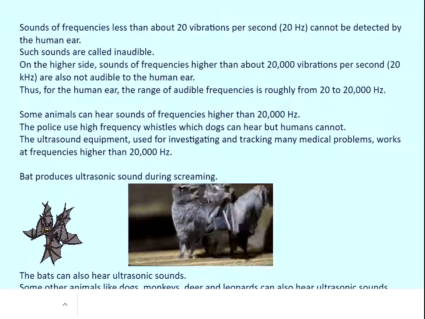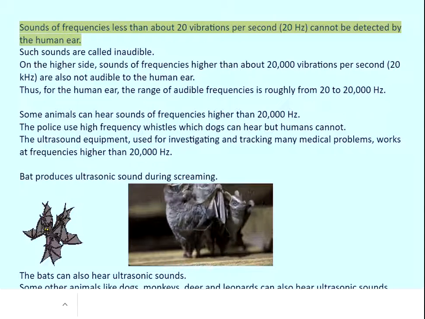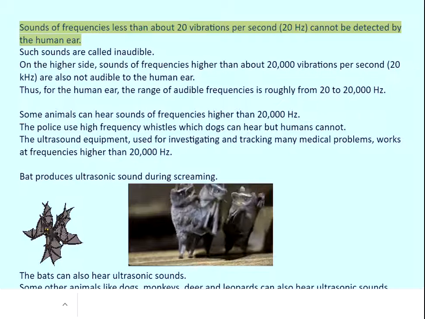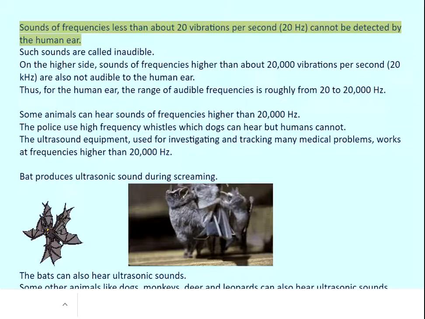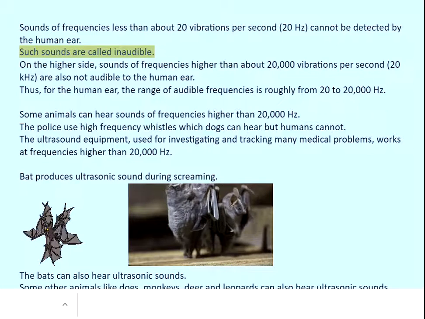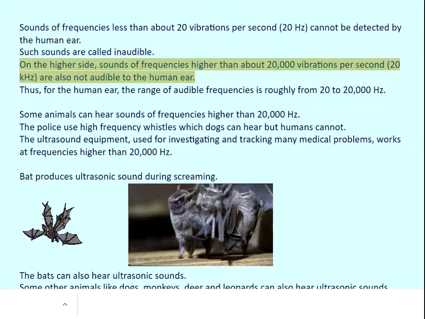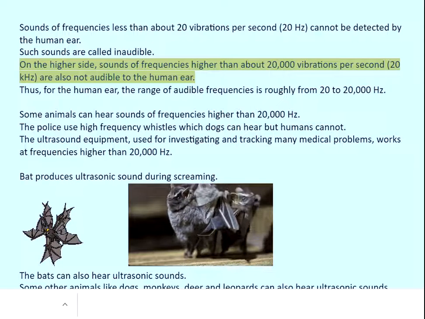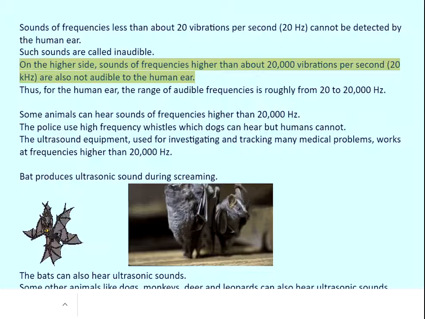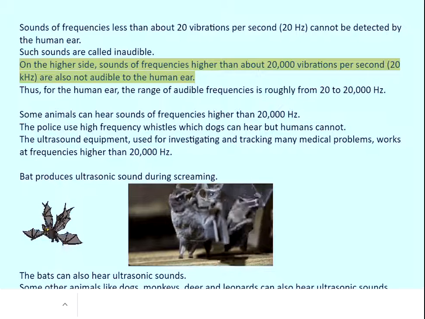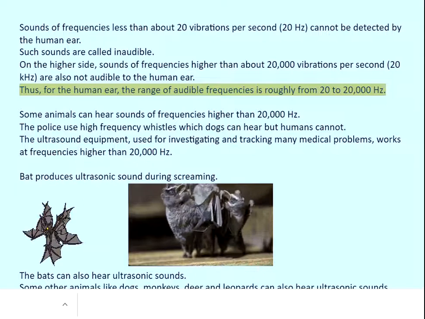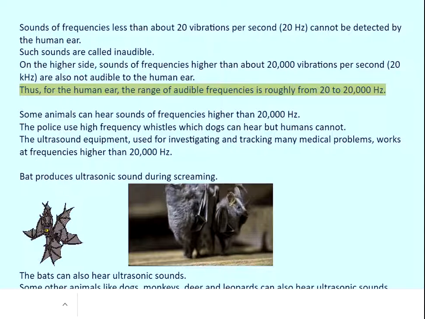Audible and inaudible sounds. Sounds of frequencies less than about 20 vibrations per second, 20 Hz, cannot be detected by the human ear. Such sounds are called inaudible. On the higher side, sounds of frequencies higher than about 20,000 vibrations per second, 20 kHz, are also not audible to the human ear. Thus, for the human ear, the range of audible frequencies is roughly from 20 to 20,000 Hz.